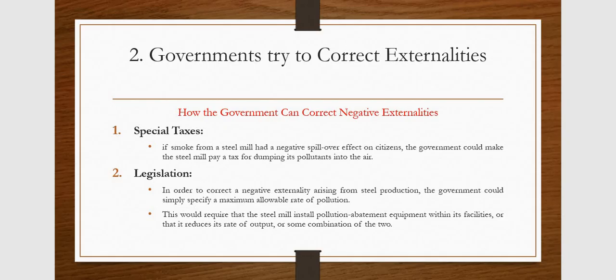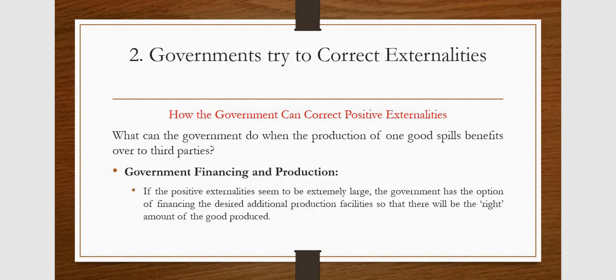In order to correct a negative externality arising from steel production, the government could simply specify a maximum allowable rate of pollution. The government can just tell you by regulation or by legislation the amount of output you can produce a day. Let's say you are a factory producing soft drinks. The government can tell you the number of dozens or cartons that you are supposed to produce in a day. That is the legislation. It talks about law.